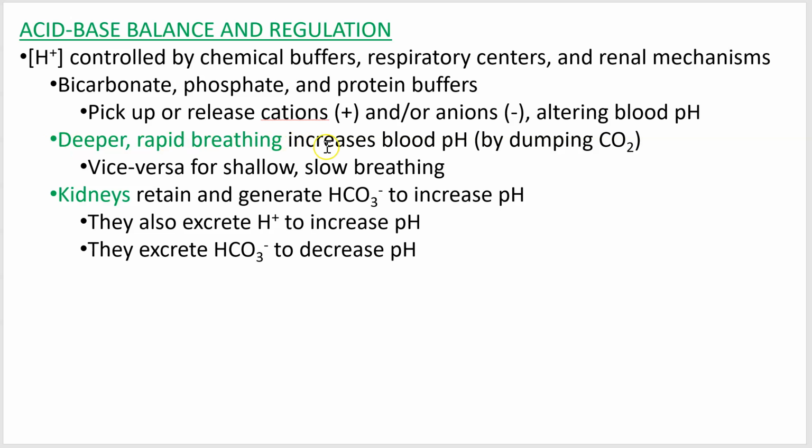Your respiratory centers can control your rate and depth of breathing. So if you take deep and/or fast breaths, you're going to dump CO2, and in dumping CO2, you're going to increase blood pH. It works opposite if you're breathing shallow or slow. And lastly, your kidneys can either keep bicarbonate or dump it. If you retain bicarbonate, it increases pH. If you dump it, it decreases pH. All right, that was a fairly short chapter. Hope it made sense.